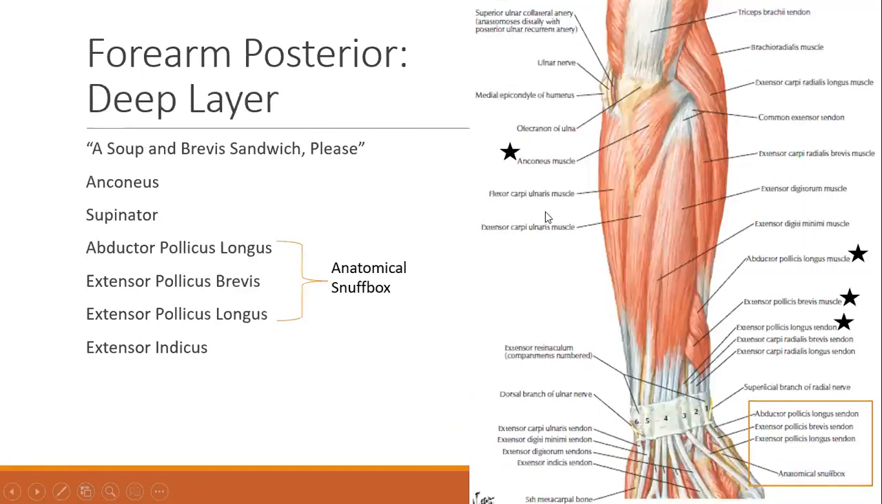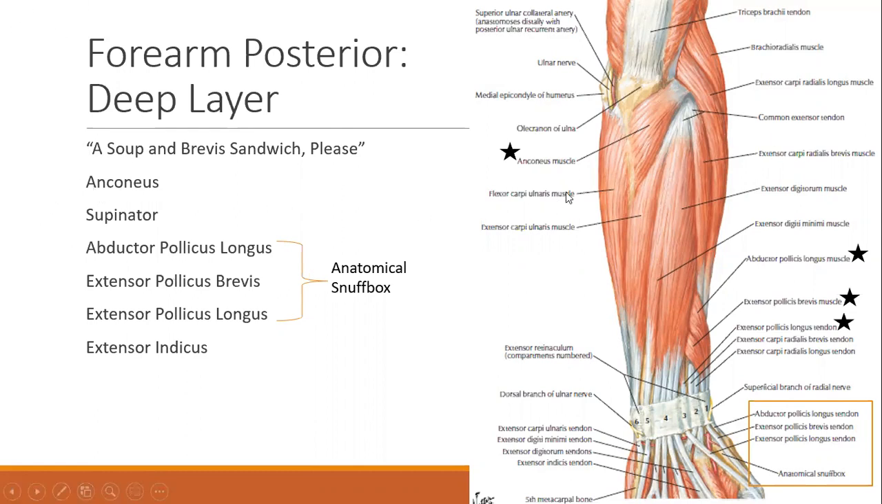Versus the deep layer, used more of a funny mnemonic because the muscles have not as logical names. So Anconeus, Supinator, Brevis sandwich, please. And when you say please, you're supposed to extend your first digit, as if you're trying to get somebody's attention at a lunch counter. We'll talk about why in a second.